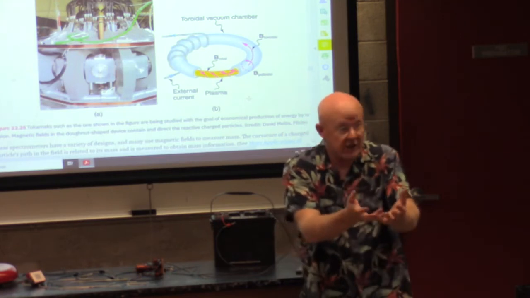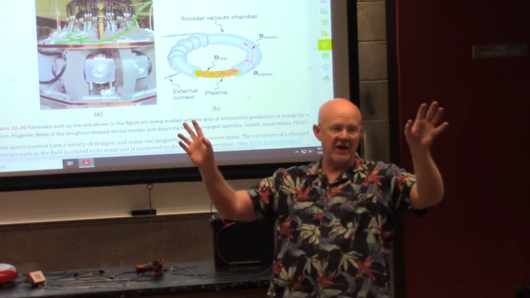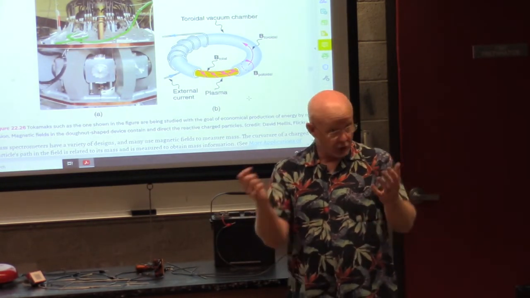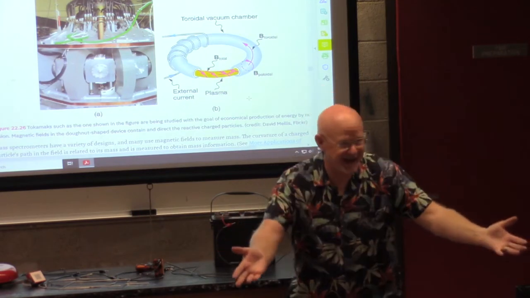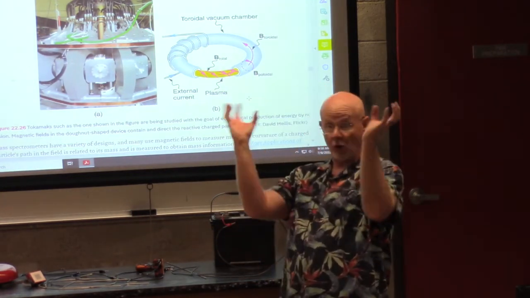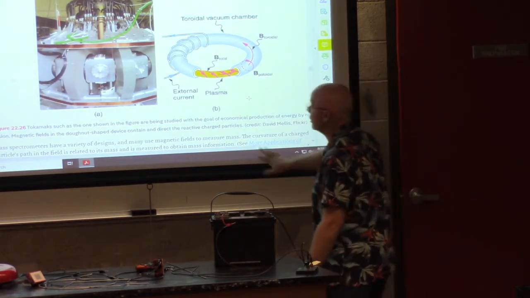And the good news is they're so hot that when they bump into each other, the electrons just fly off. And so they have charges. And you can control where charges go by a magnetic field. And so we put them in what's called a toroid shape, a donut shape. And so that's what this is trying to get at.